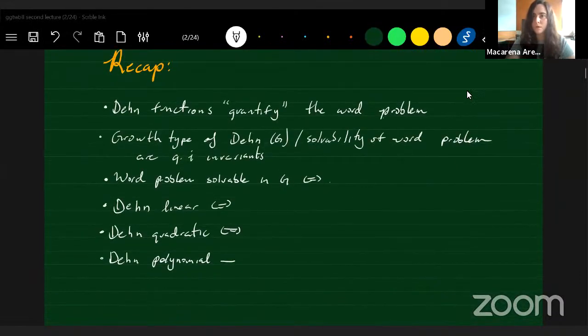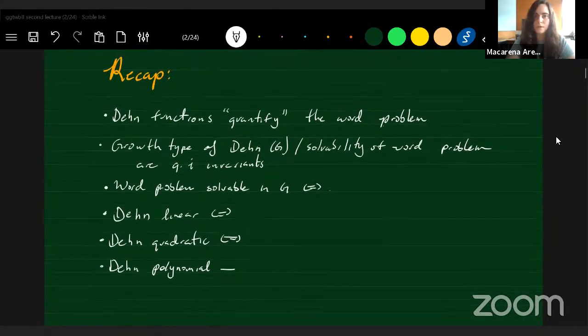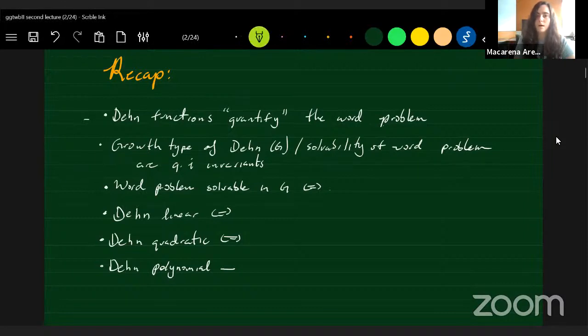So I'm going to start by reminding you a bit of what we did yesterday. We discussed that Dehn functions quantify the word problem, in the sense that the complexity of the word problem is reflected in the growth type of the Dehn function of the group. We also discussed that the growth type of the Dehn function and the solvability of the word problem are quasi-isometry invariants for finitely presented groups.